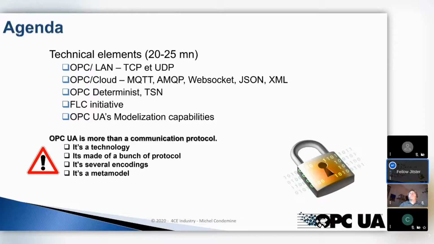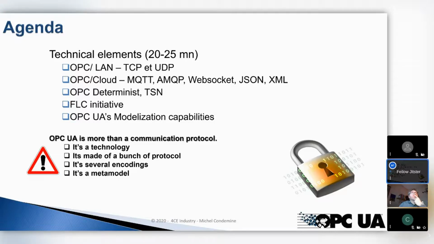But first, a very important piece of information before we start. OPC UA is not only a communication protocol. If you see OPC UA as a communication protocol, you miss, let's say, 60% of the technology. It's a technology. There are protocols in OPC UA, a bunch of protocols according to the solution we want to deploy. We have several encodings, and for the modeling aspect, we have a meta model.